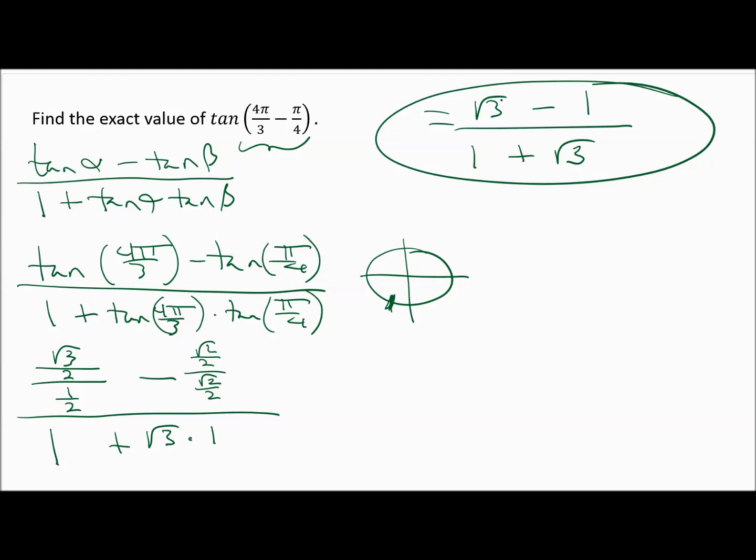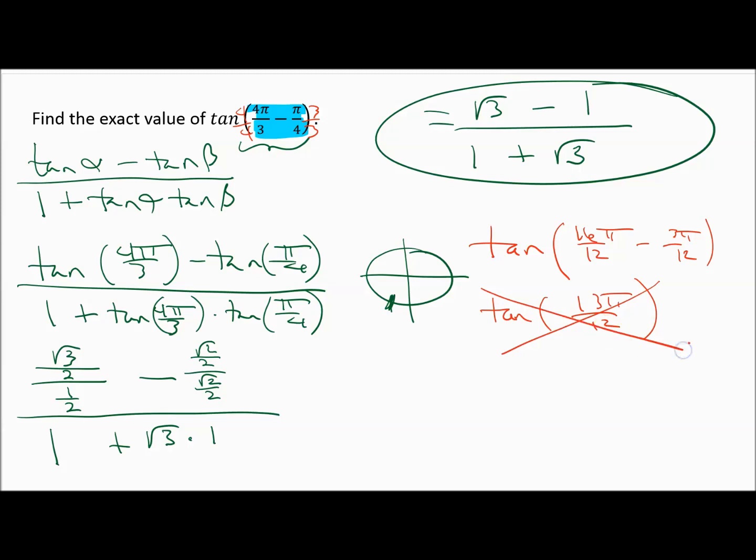The other way to do this problem, if it works, is to go ahead and evaluate 4 pi over 3 minus pi over 4. Is that a value on the unit circle? Well, let's just try. So that would be the tangent of, and we need a common denominator to pull this off. So I'm going to multiply the 4 pi over 3 times 4 over 4, and the pi over 4 times 3 over 3. So that would give me 16 pi over 12 minus 3 pi over 12, which would give you tangent of 13 pi over 12. That's not happening, folks, is it? That's not a value on the unit circle, so we couldn't reasonably do it that way.